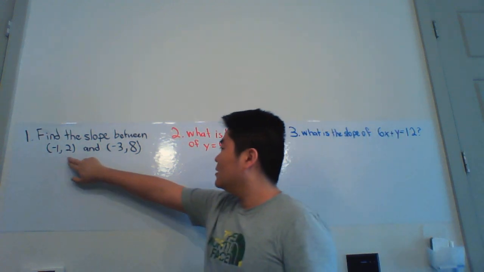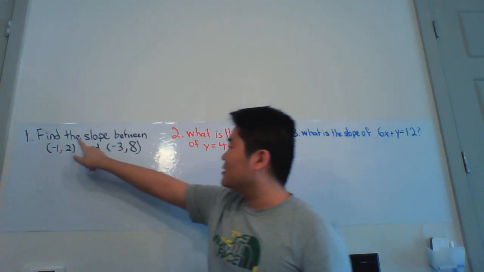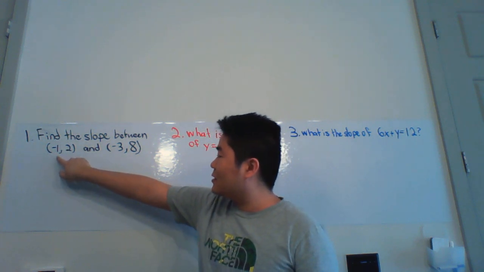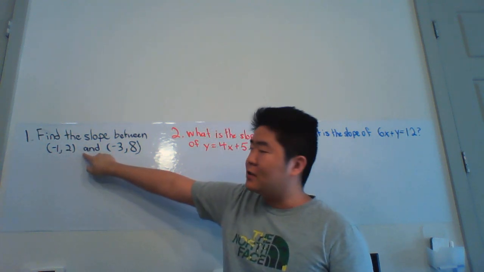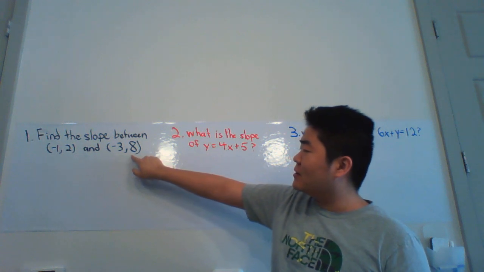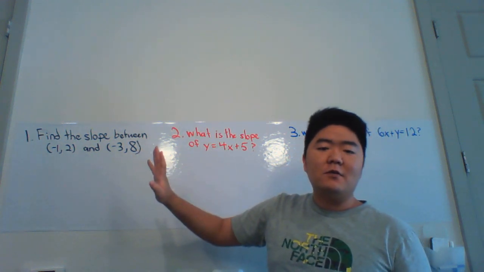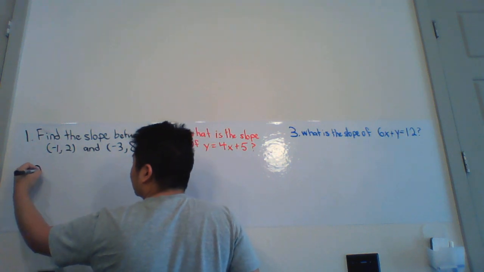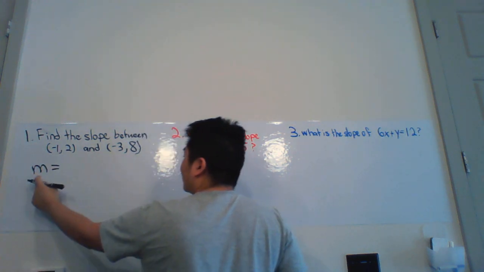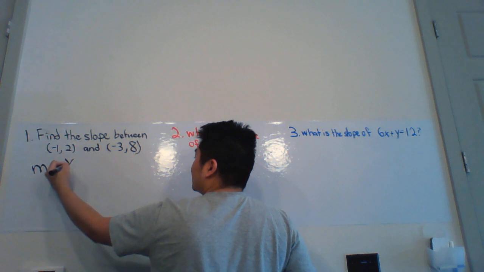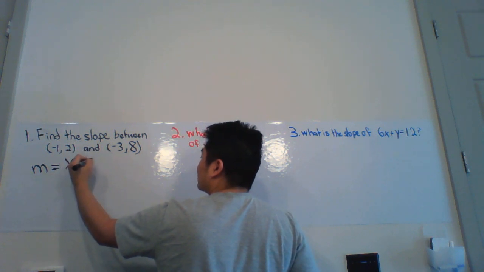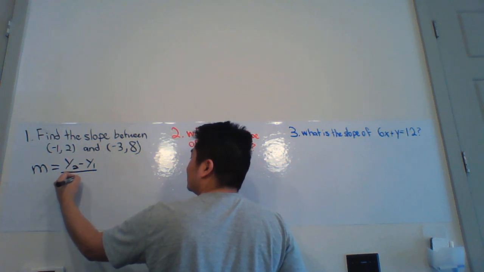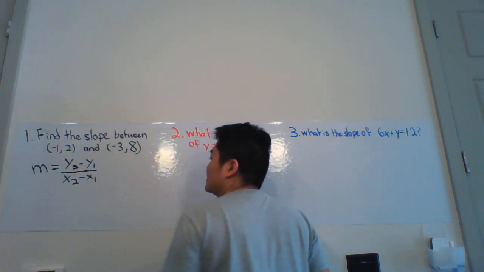So here, number one, I've got find the slope between these two points. This is -1, comma 2, and this is -3, comma 8. All you have to do for this one is use the slope formula. And I'll write that one right here. I've got m equals y2 minus y1 all over x2 minus x1.